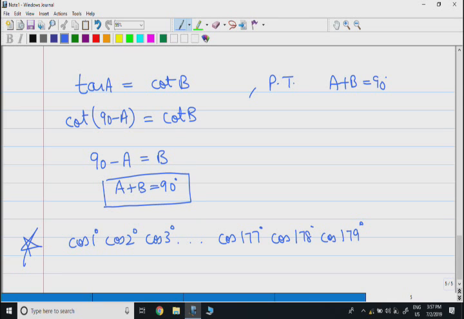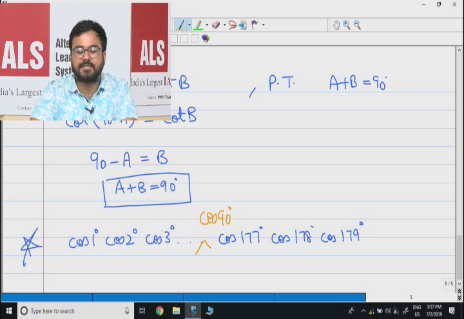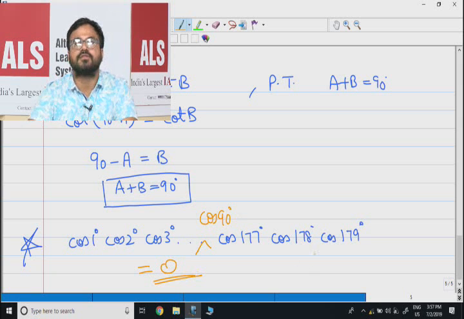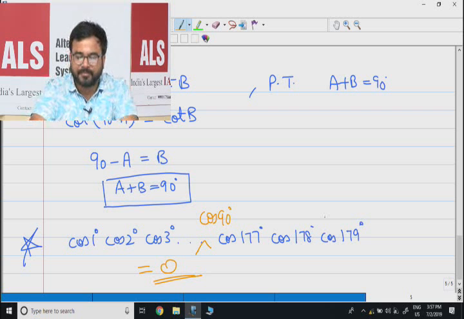That's right. 0 is going to be the answer because in between cos 1, 2, 3, 4, 5, you can see there will be somewhere in between cos of 90 degree. And cos of 90 degree is 0, and 0 multiplied by anything comes out to be 0. So the answer is going to be 0. Very good. Perfect.